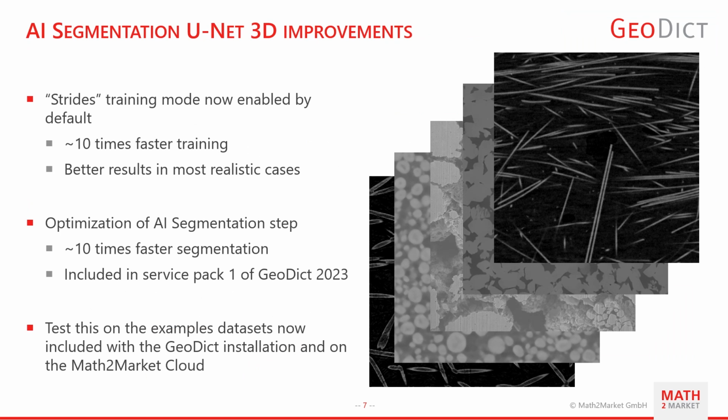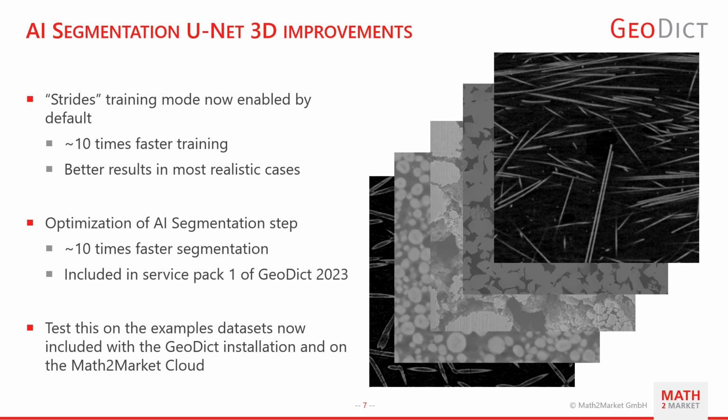Of course, besides the decision tree-based methods, there are still the UNet-based methods, and these are the methods for the really complex cases where you need that powerful deep learning AI to segment your image. And we also made improvements to that.